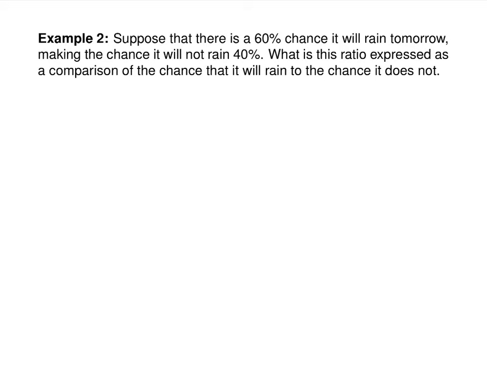That's how they're given. So suppose there's a 60% chance it's going to rain tomorrow, making the chance it will not rain 40%. What is this ratio expressed as a comparison? So give me it as an odds. Yep, so start with 60 to 40, which is the sort of unreduced form, and somebody reduced it to 3 to 2. What that kind of means, if you have a large sample of days like this, is for every 3 that there's rain, there'll be 2 that there are not. Does that make sense? For a large sample of days.